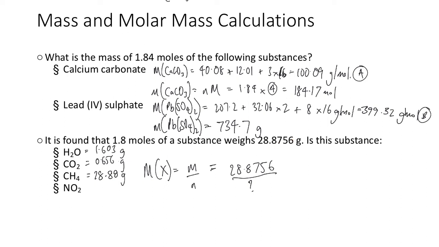I would also go and check the last one. So the molar mass of NO2 is going to be 14.01 plus 2 times 16, which is equal to 46.01 times the 1.8 is equal to 82.82 grams. Okay, so which one is it? It's got to be C, because that's the one that's closest to the value. All right, and that's it.